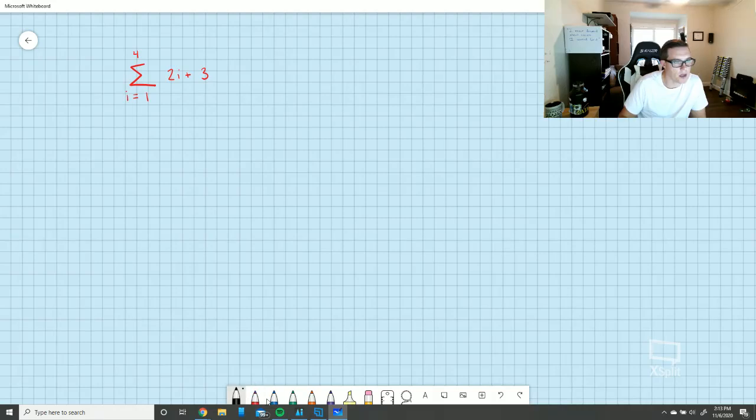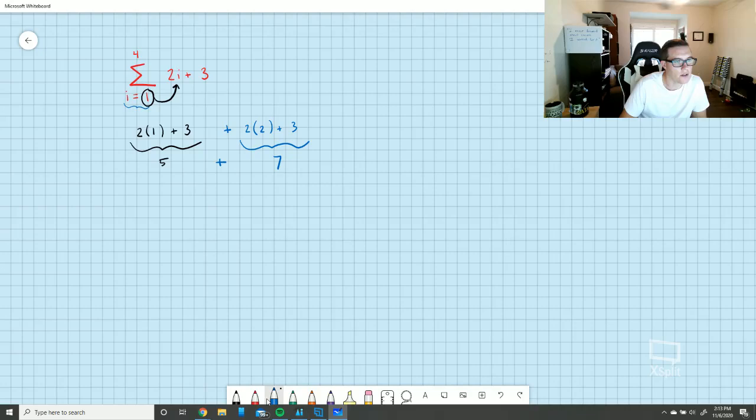So what does this mean? This means to start with this number and plug it in. So 2 times 1 plus 3 gives me 2 plus 3, 5. To that, add the next number. So I call this right here the index. You're going to increase the index by 1 to 2 and plug 2 in. So 2 times 2 plus 3, which gives me 4 plus 3, 7.